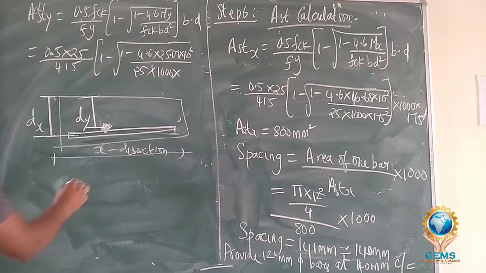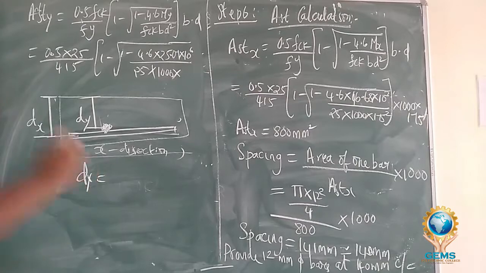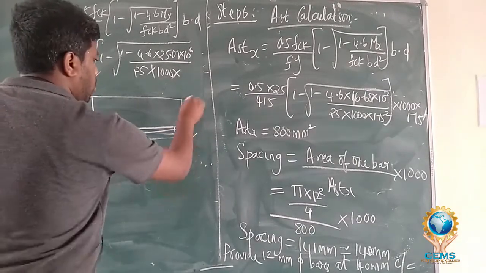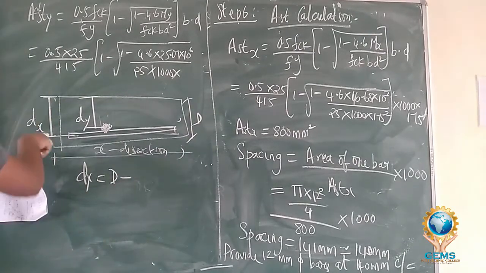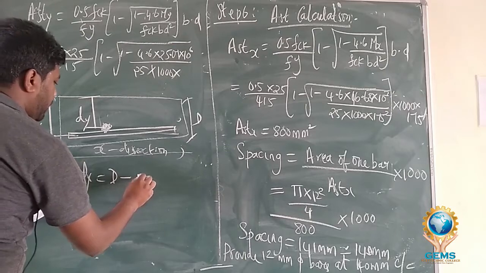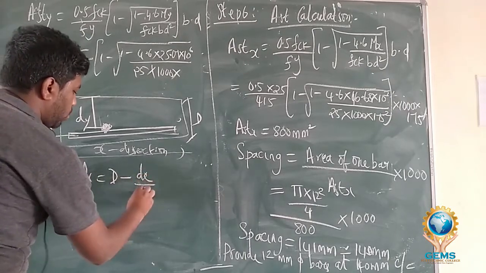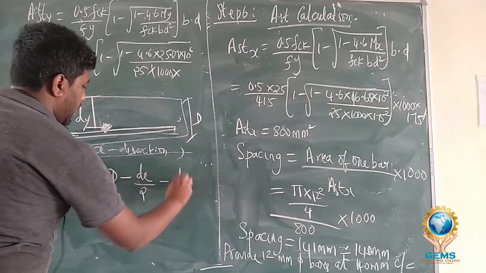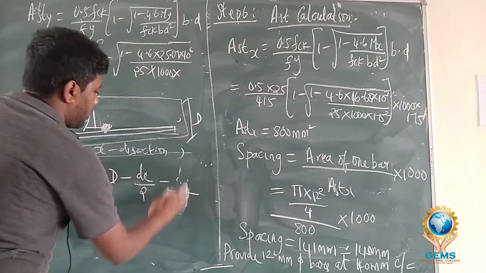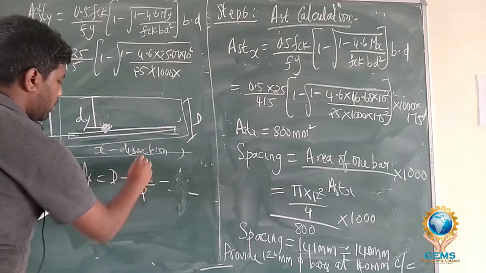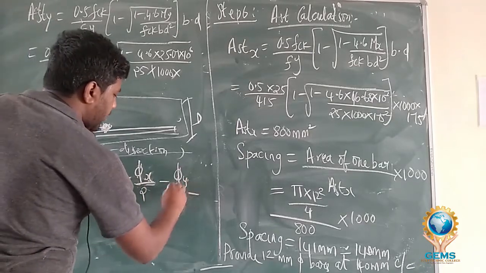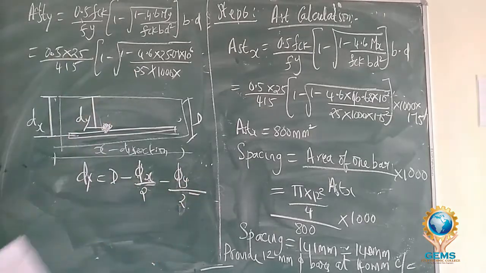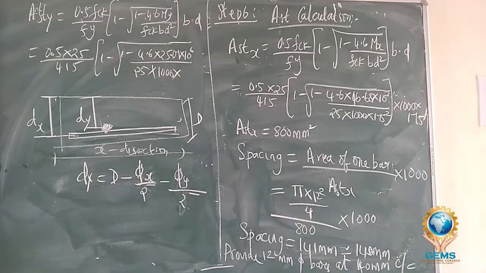So you can calculate dy is equal to the overall depth minus the effective depth, minus dia of bar in x direction divided by 2, minus dia of bar in y direction by 2. So this will be your effective depth in y direction.